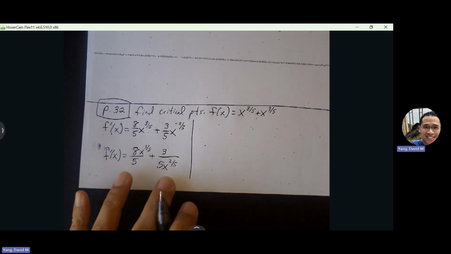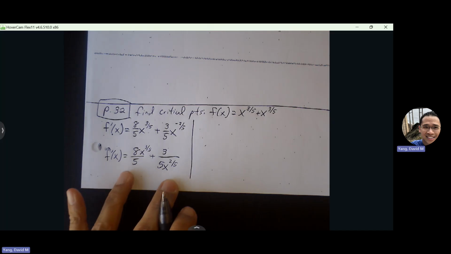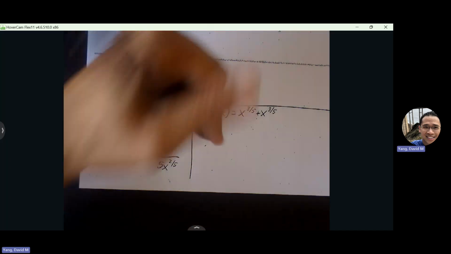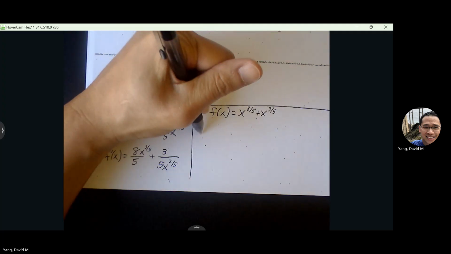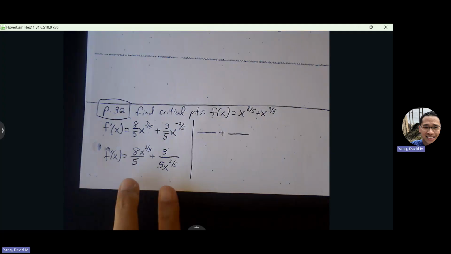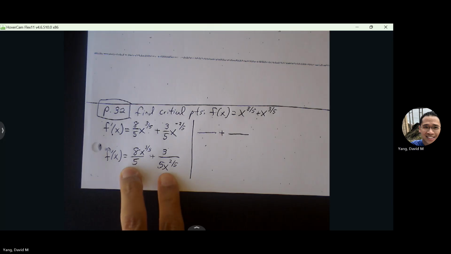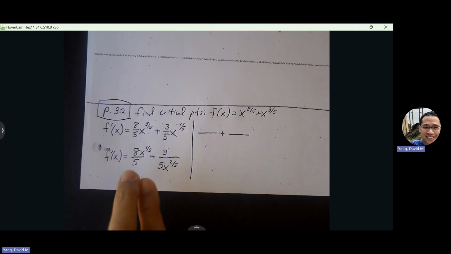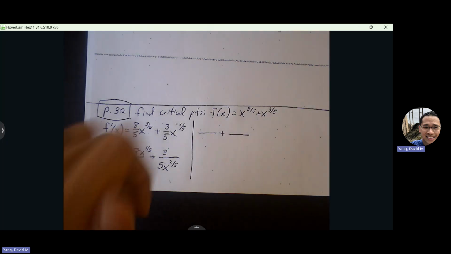Notice that your f prime is separate fractions. In order to find critical points, we have to get this down to one fraction. So we do need common denominators. So what's going to be a good common denominator for both these fractions? Yeah, 5 is 2/5, right? This is large enough I can handle this 5 as well.